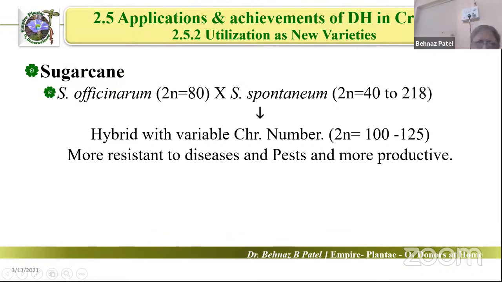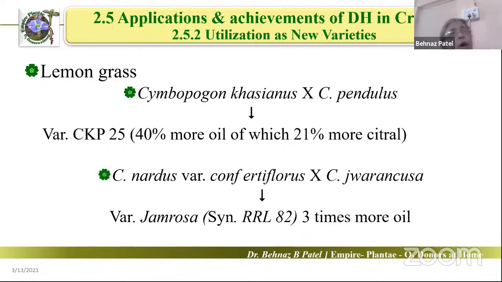Again, lemongrass also. Lemongrass is important. Remember, what is the economic importance of the plant? Lemongrass, obviously, we want lemongrass oil. And we will add it to the chai patti also for the same oil. So, variety CKP 25 gives 40% more oil, of which there is more citral oil also present. And other species also have been produced.